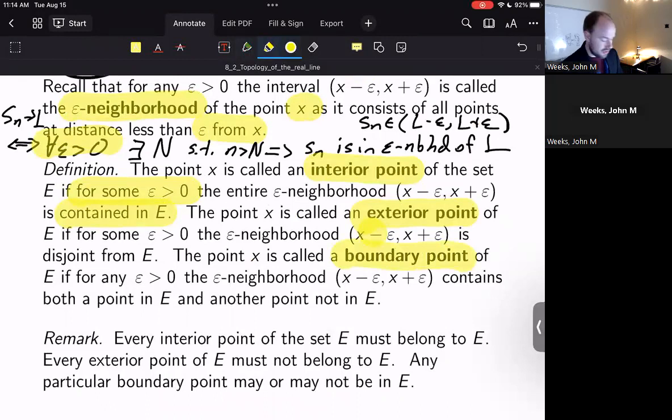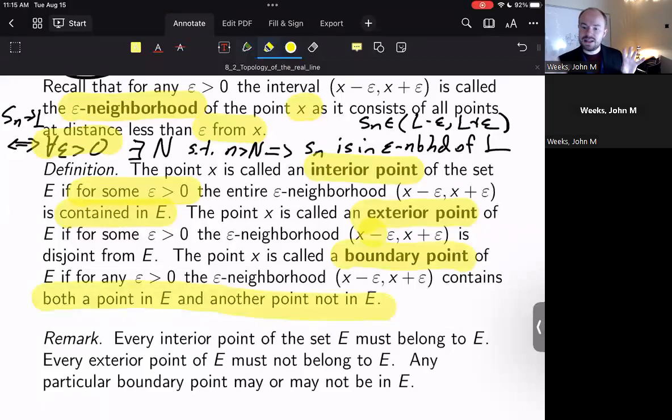Notice that all of these definitions are going to be mutually disjoint from each other. You cannot have something that is both an interior and an exterior point, right? Because if you have some epsilon such that the neighborhood is completely contained in E, you can't also have an epsilon neighborhood such that the point is disjoint from E. That would be a contradiction from how those two sets work. The boundary point says that for any epsilon, you have some points that are in E and some points that are not in E. So that cannot be an interior point because it's got points that aren't in E for any epsilon. And it can't be an exterior point because it's got points that are in E for any epsilon. So all of these three things are mutually disjoint from each other.